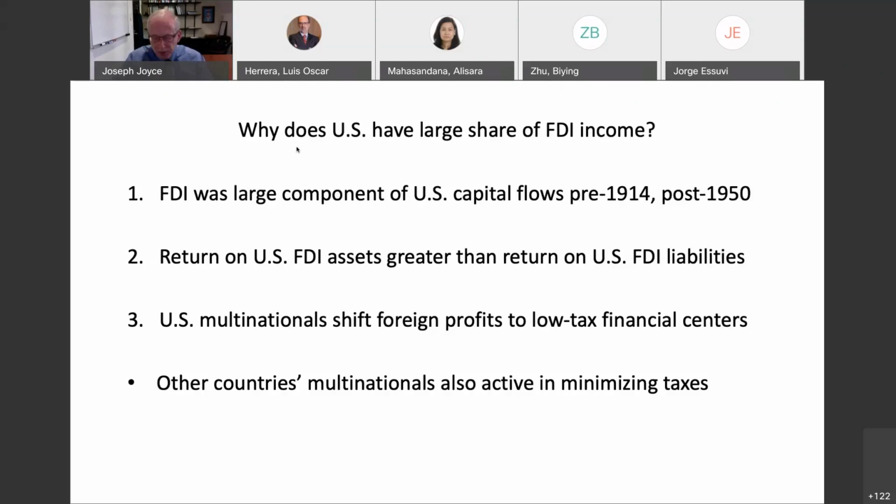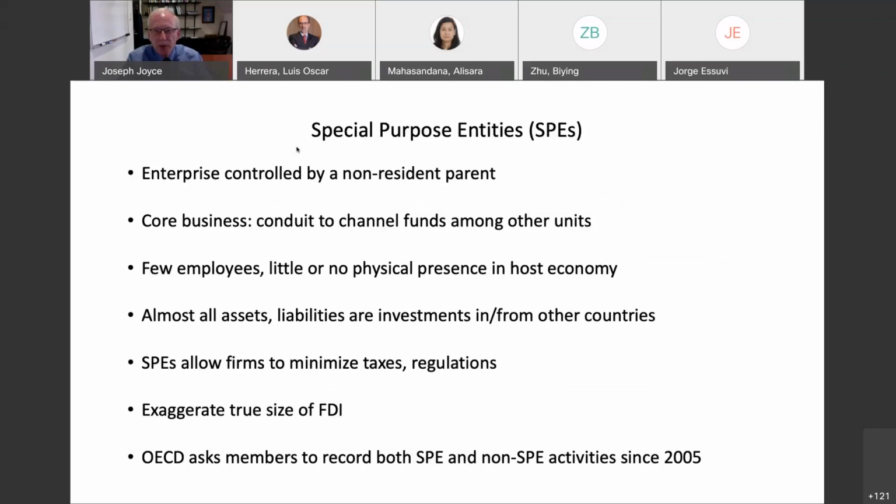So up to now, this may have looked fairly straightforward, so I guess it's time to complicate it. As many of you know, there are units of multinationals called special purpose entities. These are a unit of a multinational that's controlled by the parent, and they're located in a country where their core business basically is to channel funds among the other units. They have few employees, little or no physical presence in the host economy. Almost all their assets and liabilities are investments in or from other countries. Why are they there? Because they allow the multinational to minimize taxes and perhaps to avoid some regulations.